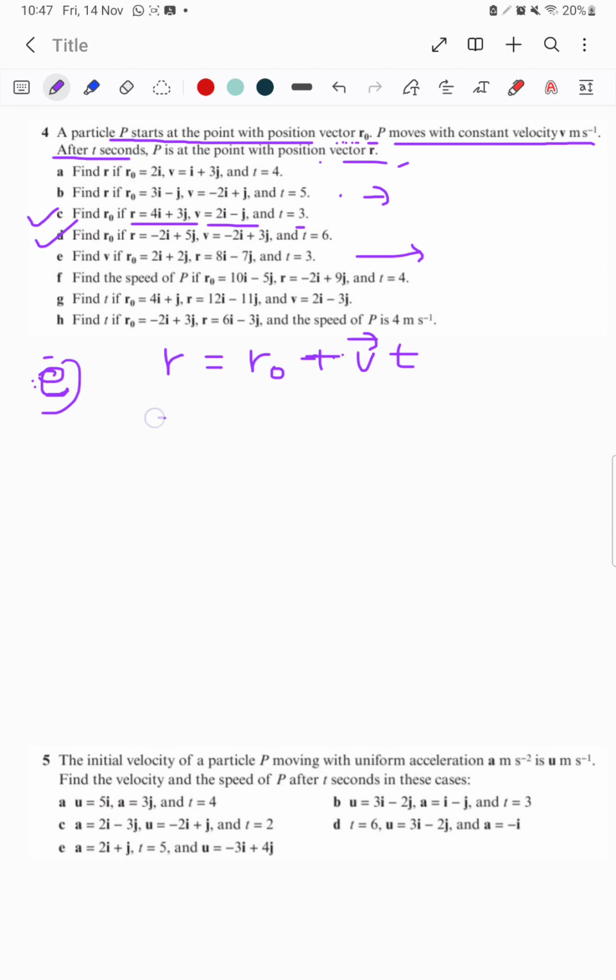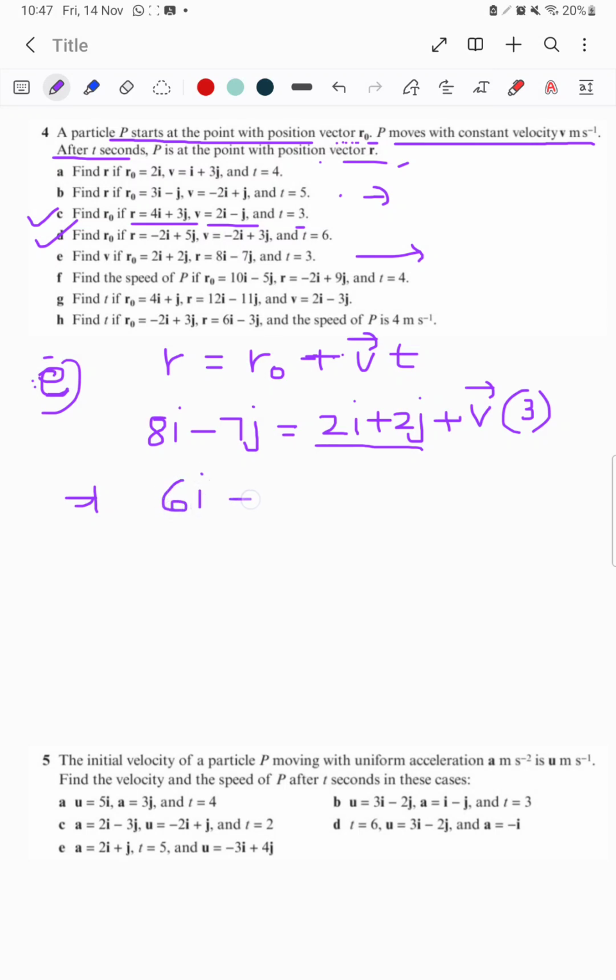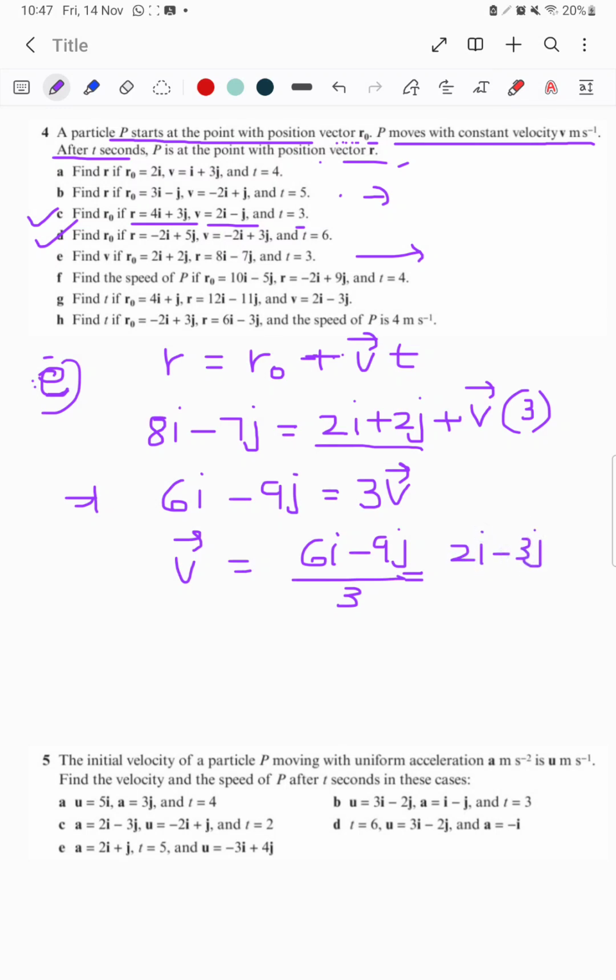So r is given as 8i minus 7j, which is equal to 2i plus 2j plus v, which I don't know, and then t equals 3. So I will take these terms to the other side. So 8i take away 2i is 6i, and minus 7j minus 2j will be minus 9j, and that is equal to 3v. So from here, if we have to find v, we need to divide by 3. So 6i minus 9j divided by 3 is equal to 2i minus 3j. That is the way to solve this question number E.